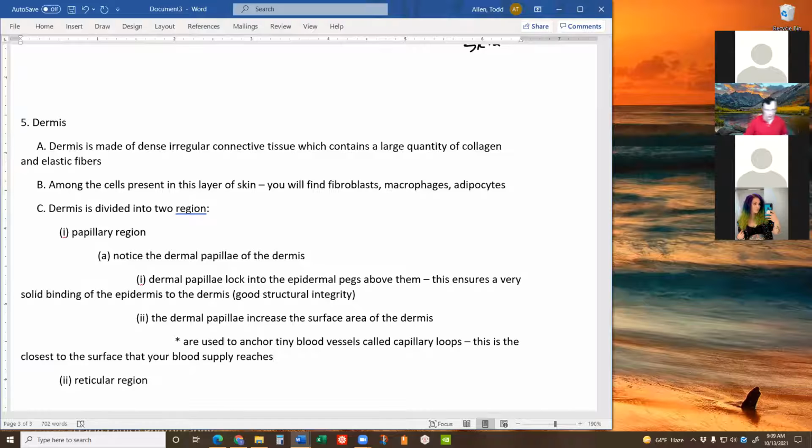Also, if you take a close look, some dermal papillae are also used to store nerve endings, okay? So if you look very carefully, let me ask you in the chat window, in figure 5.1, what color is a tactile corpuscle?